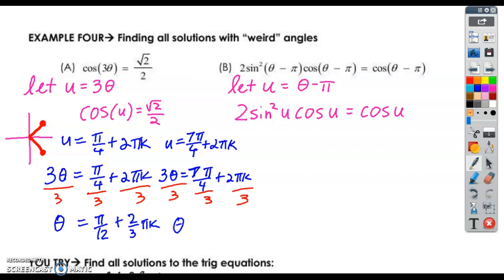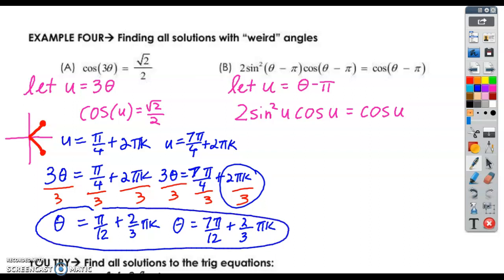And this is theta equals 7 pi over 12, and I had to make sure that didn't simplify, and it doesn't. 2/3 pi k. I'm just writing it as 2/3 pi k, but you can leave it like that if you'd like. All right, so those are my two solutions there.